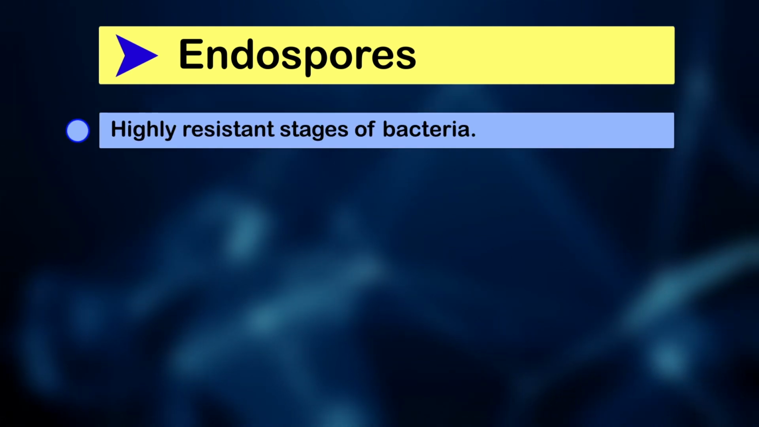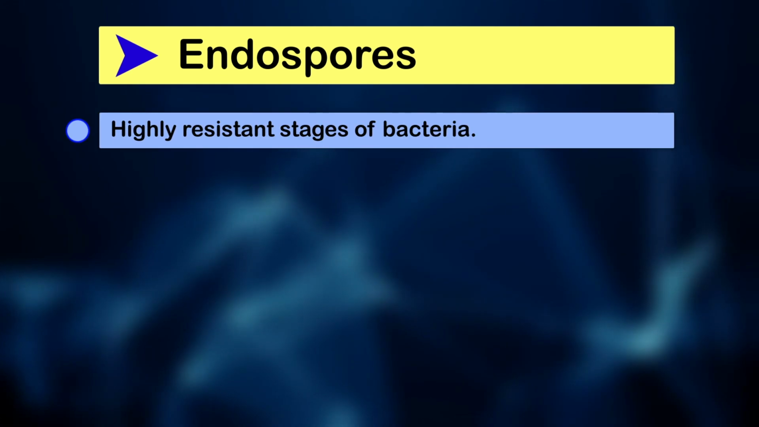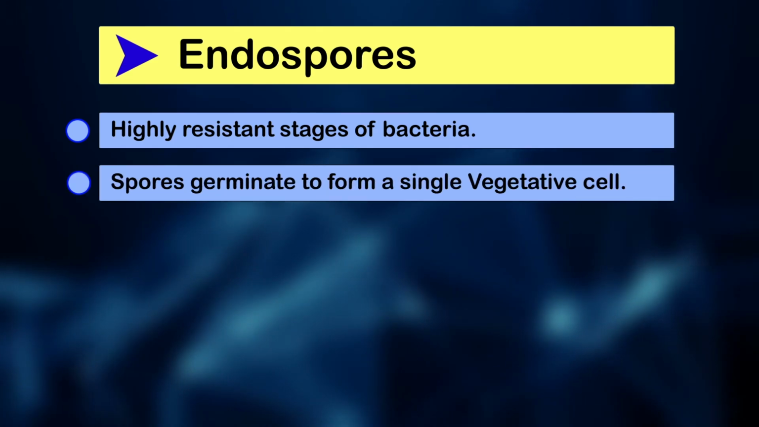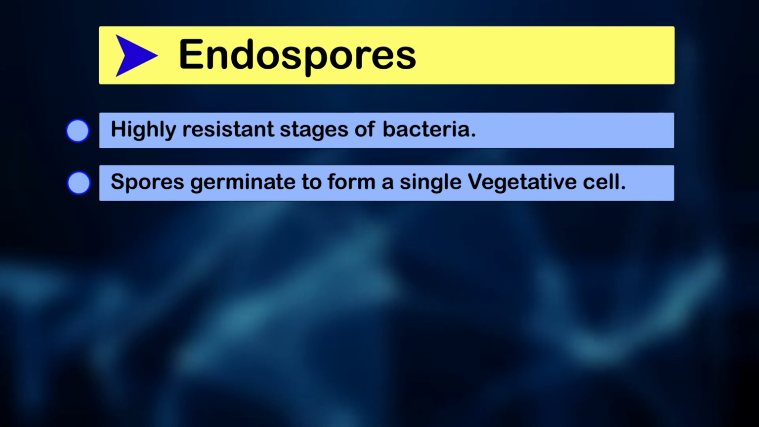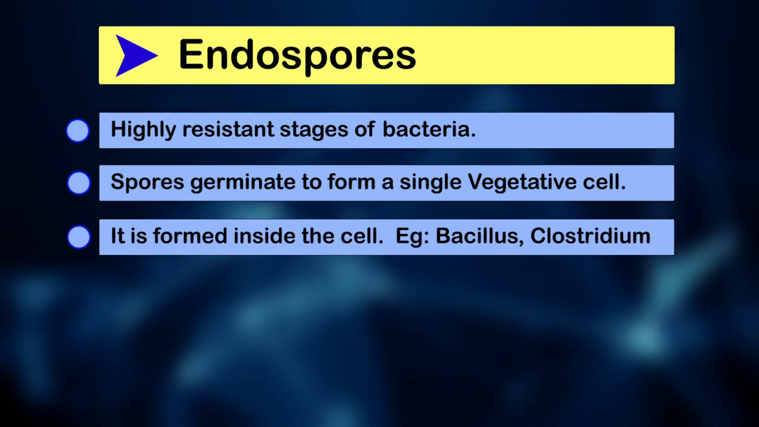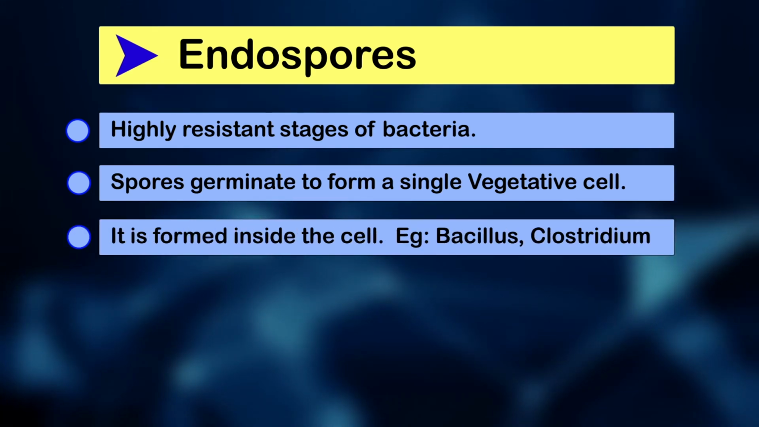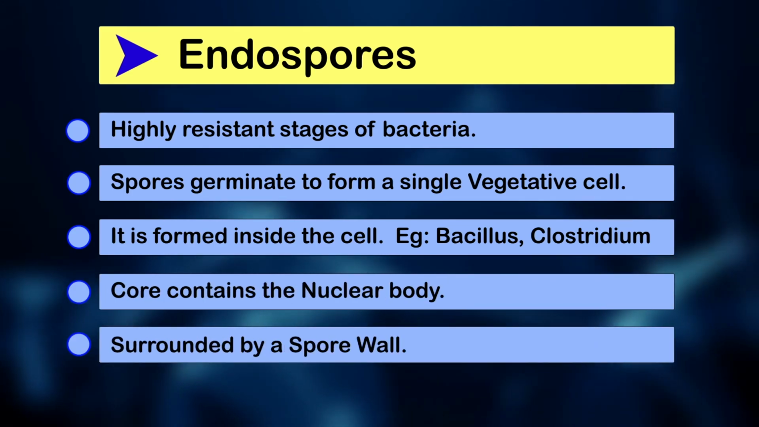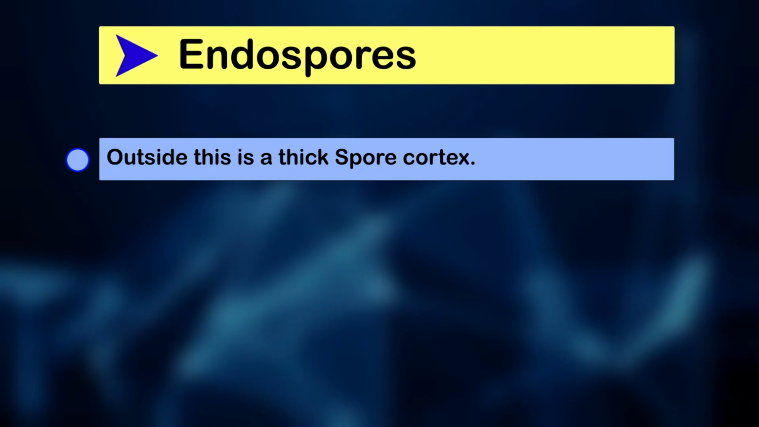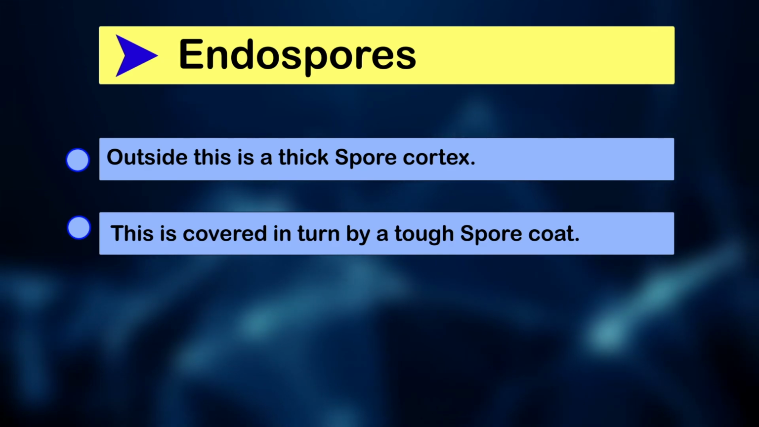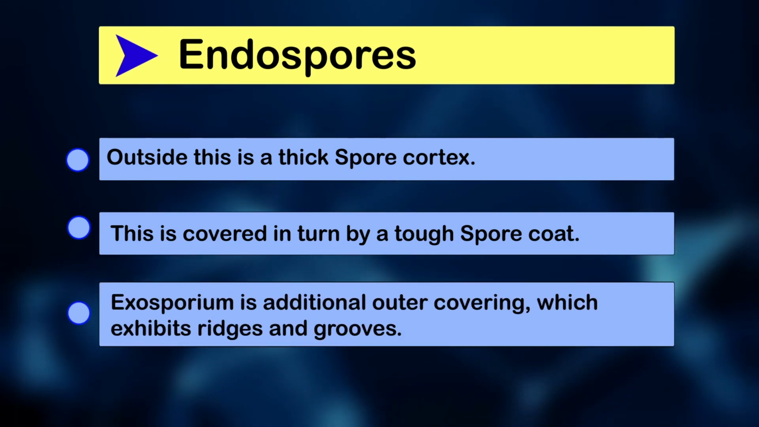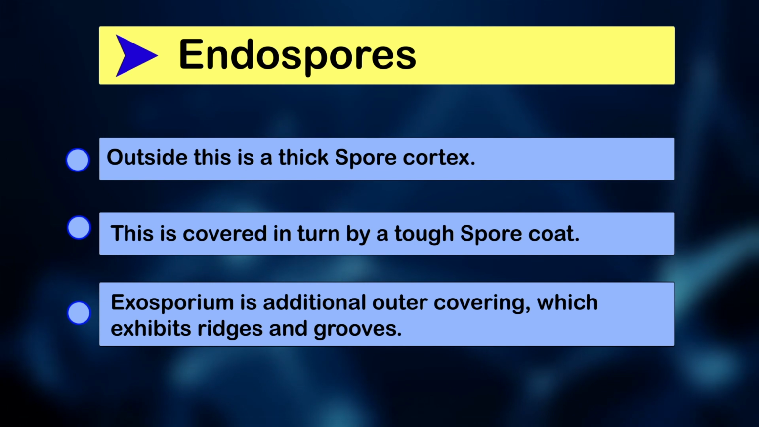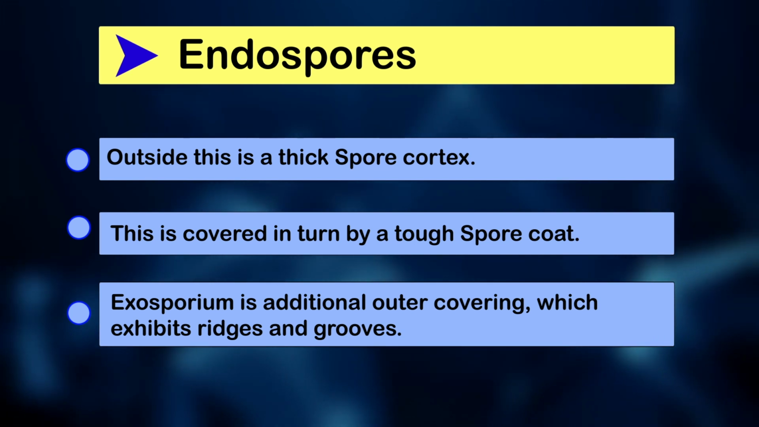Endospore. The highly resistant stage of bacteria is the endospore. A spore germinates to form a single vegetative cell. It is formed inside the cell, especially in Bacillus and Clostridium. Spores contain the nuclear body surrounded by a spore wall. Outside this is a thick spore cortex. It is covered in turn by a tough spore coat. The exosporium is an additional outer covering which exhibits ridges and grooves.